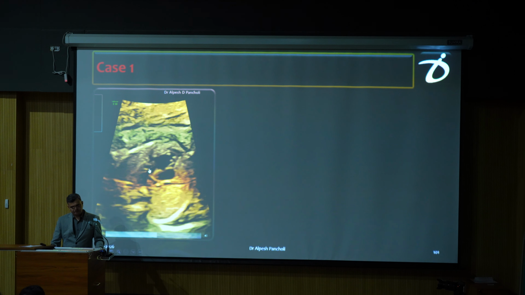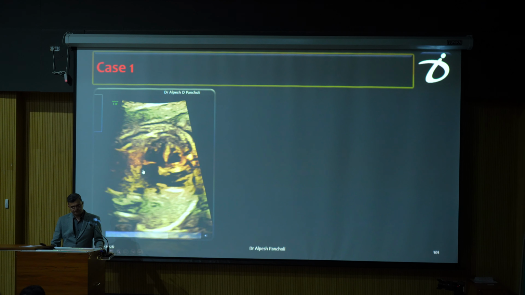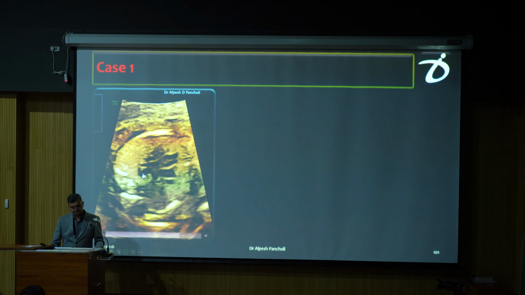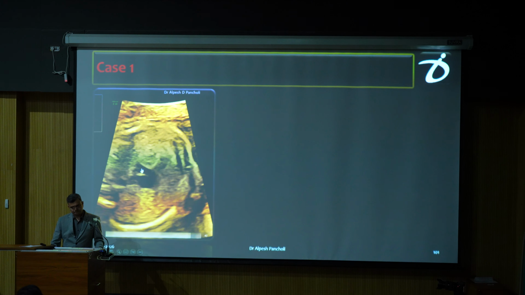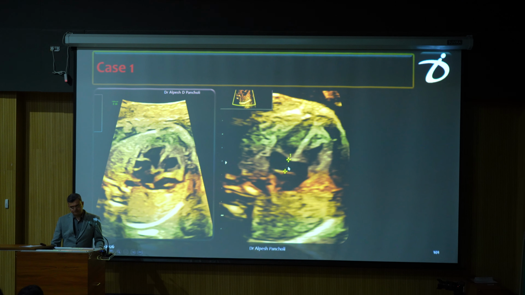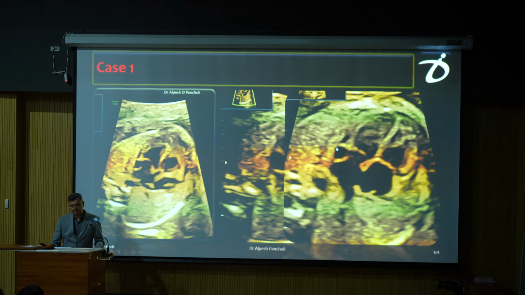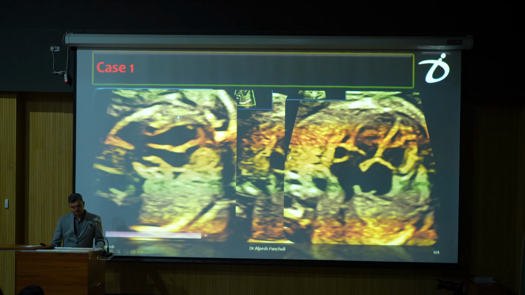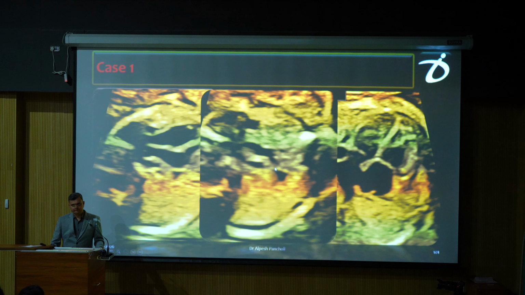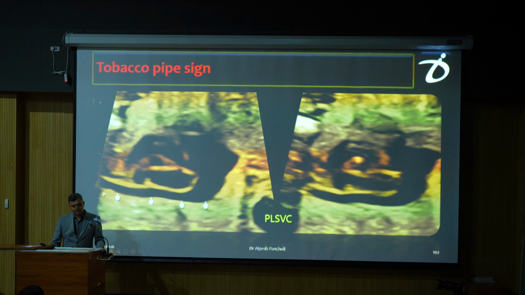So here is a case, here we have a dilated coronary sinus. There is a bleb in the left atrium. There is an extra vessel. There is dilatation of coronary sinus, a bleb in the left atrium, additional vessel, and there is no bridging vein. In parasagittal view, we can demonstrate like this. This is the left SVC draining into the coronary sinus. This is known as tobacco pipe sign.